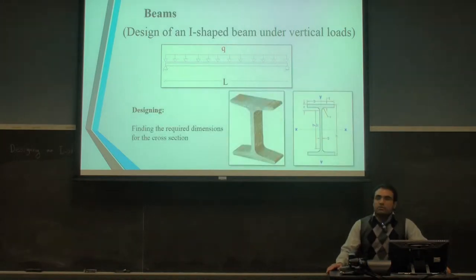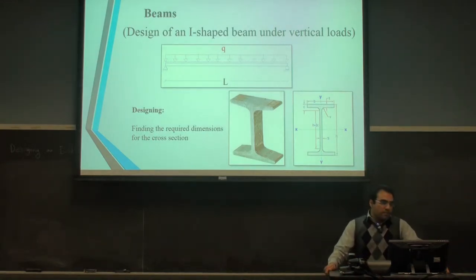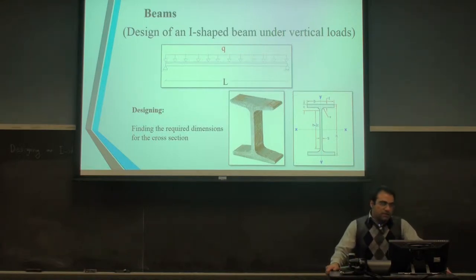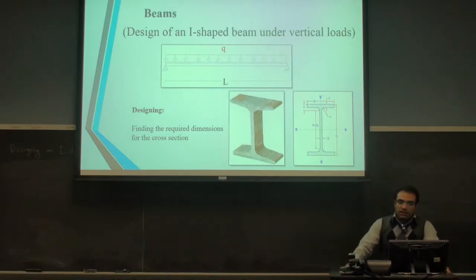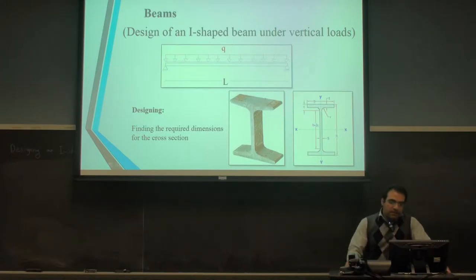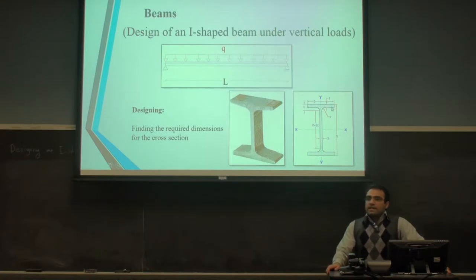So we want to design this beam, but what does designing actually mean? Obviously, it doesn't mean the architectural designing of a beam. When we say that we want to design a beam, it means that we want to find the required dimensions for the cross section, so that this beam can carry the loads on it. For example, here we have an I-shaped beam. When we design it, we want to find the height, the width, and the thickness of the flanges and the web.